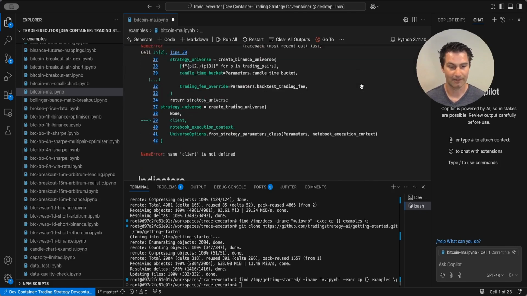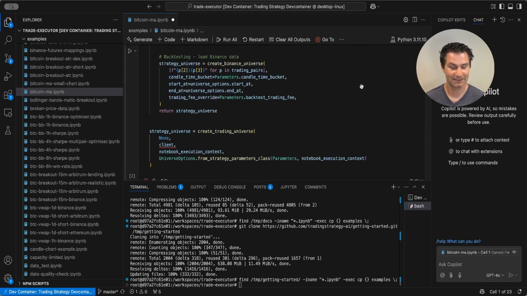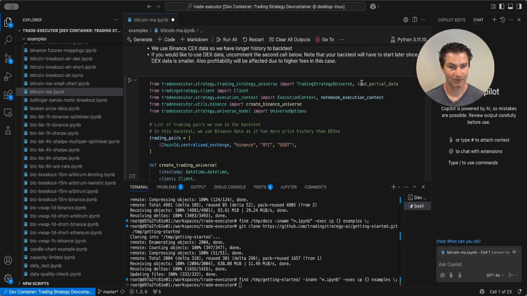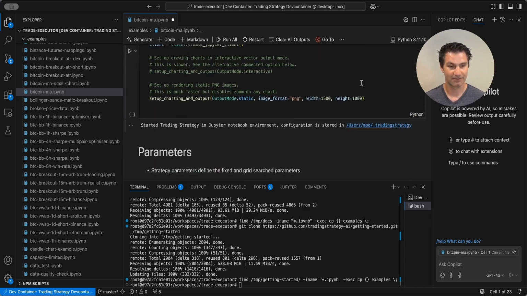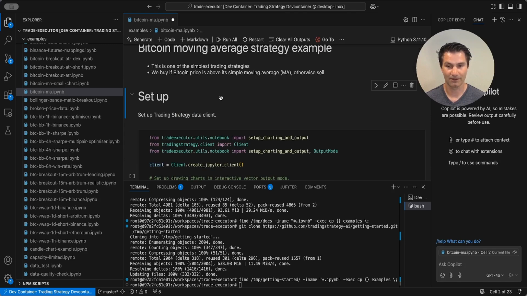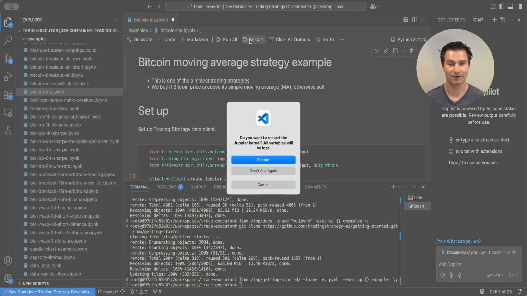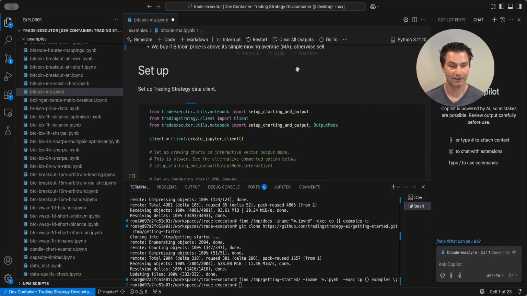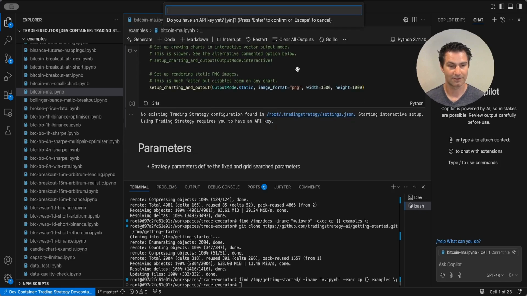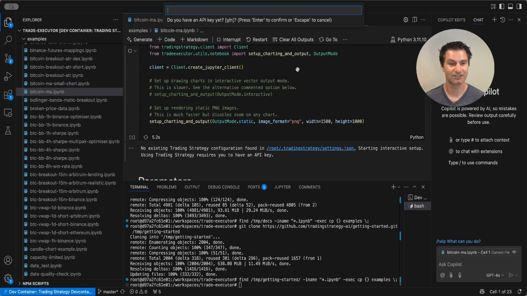Okay, what happened? Name client is not defined. Interesting, okay. Why would that be? That seems to indicate that something up here did not run. Let's go ahead and restart, and then run all again and see what happens then. Okay, so that should initialize the client.